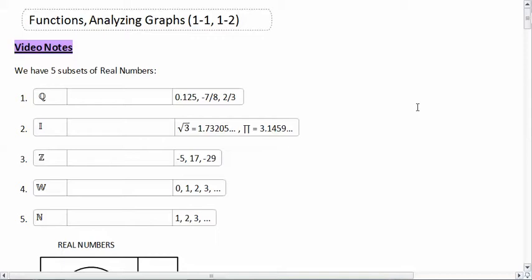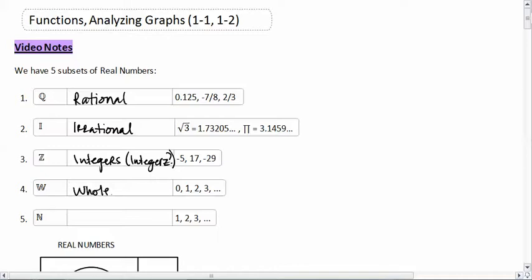So first we're starting with Q. Q represents rational numbers. Then we have I, which represents irrational numbers. Z, which is integers. I don't know why they chose a Z. Maybe they spell it the Z. Then we have W, whole numbers, and N, naturals.